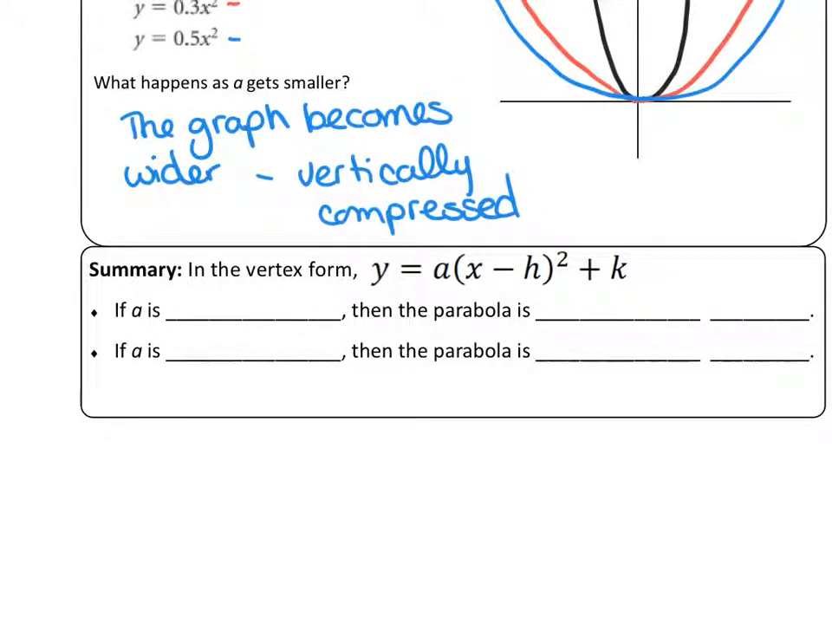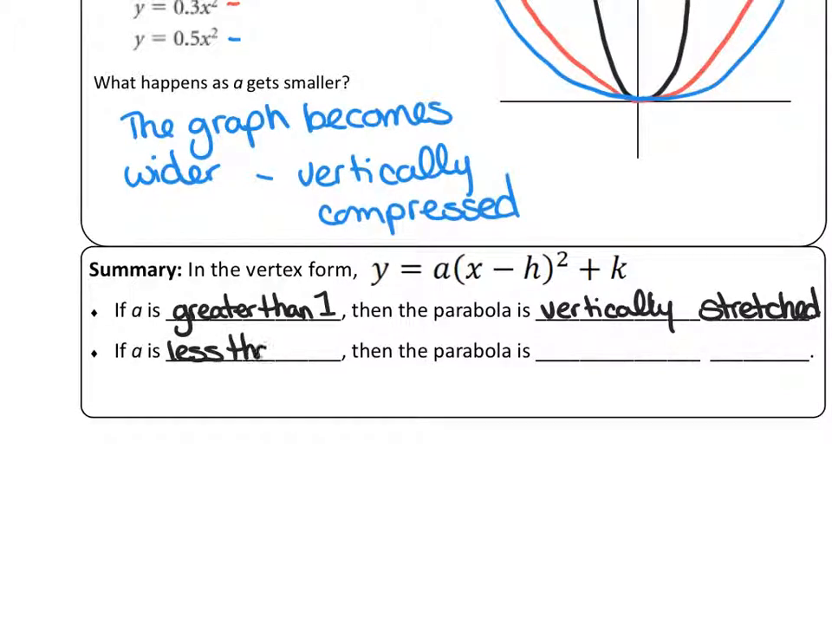So to summarize, if A is greater than 1, then the parabola is vertically stretched. And if A is less than 1, then the parabola is vertically compressed.